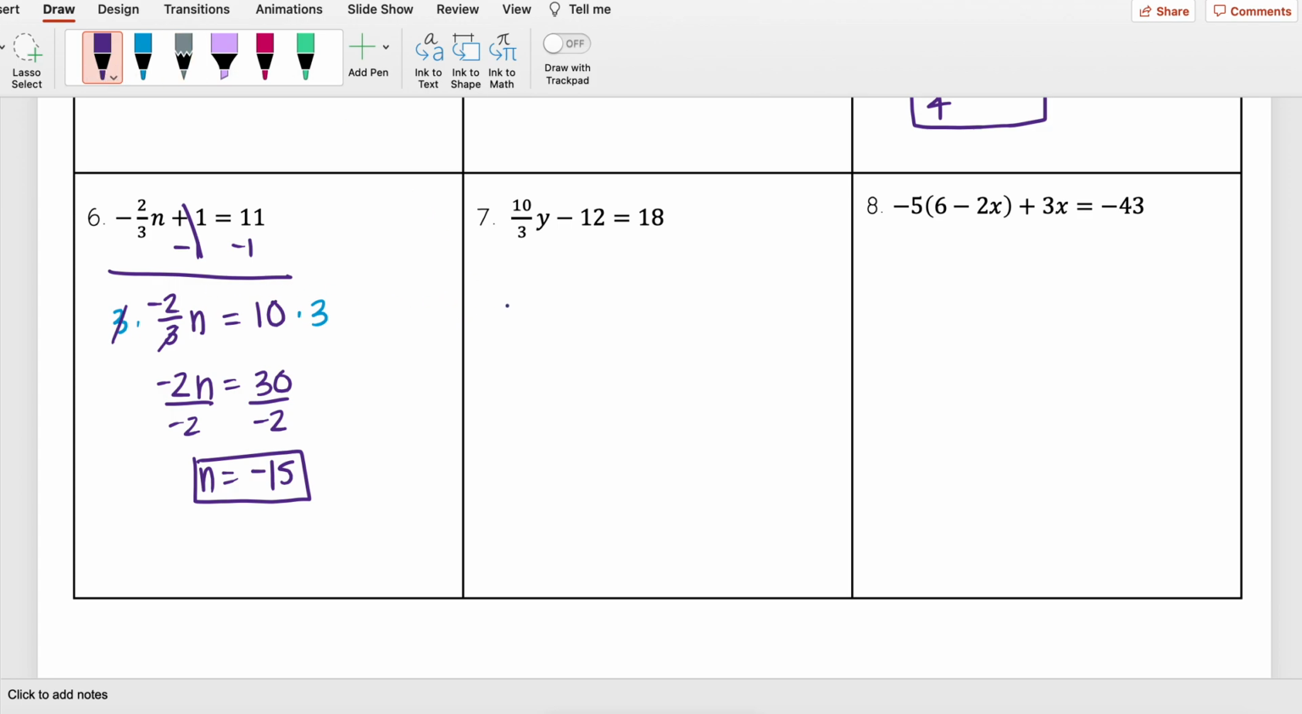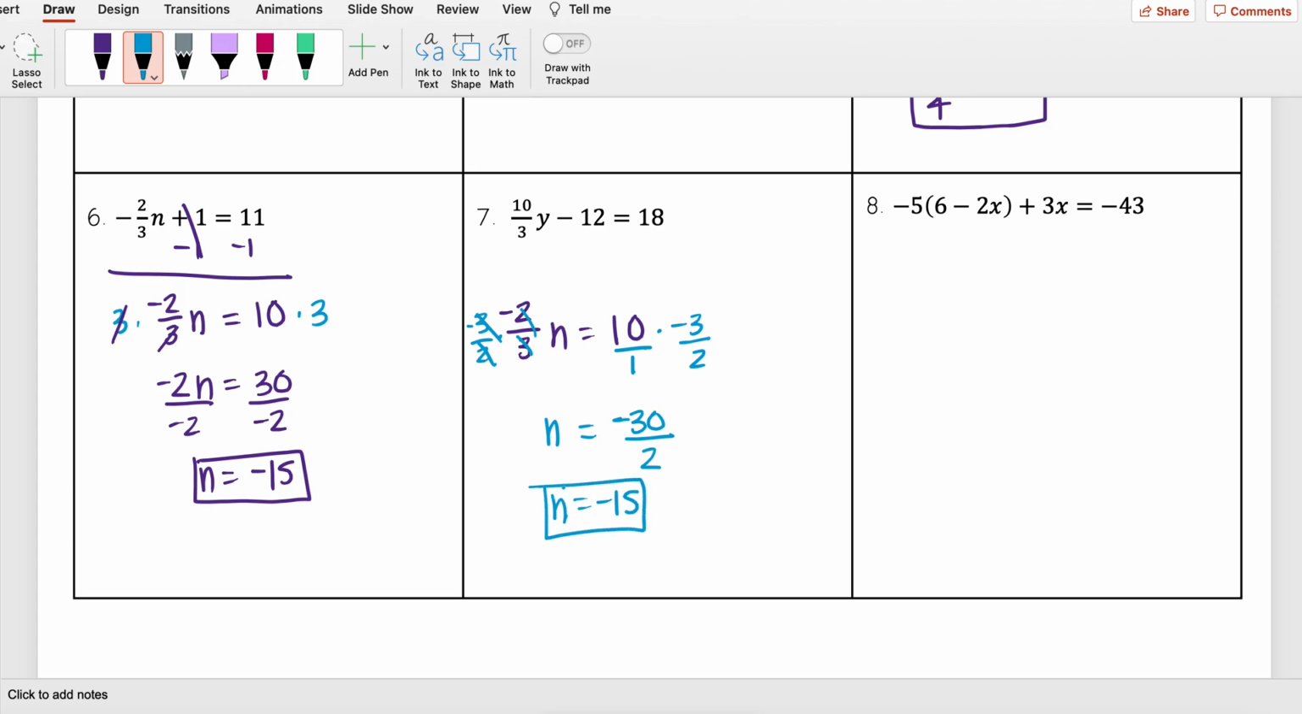Another option is, let's go ahead, I'm going to move over here, you can multiply by what we call the reciprocal. And so you can multiply by this fraction flipped. So instead it would be negative 3/2. And these would all cancel out, so you're left with just an n on this side. And then here you'll multiply across, so 10 times negative 3 you get negative 30. 1 times 2 you get 2. And then you end up with negative 15 on this side as well. So either way, you'll still end up with the same answer.